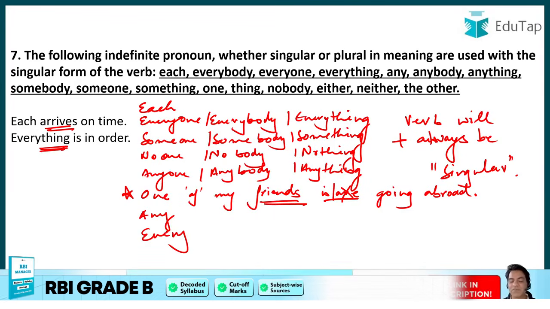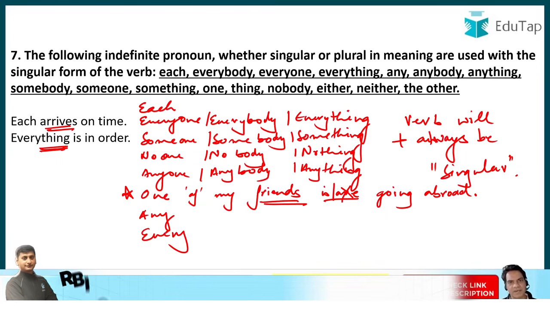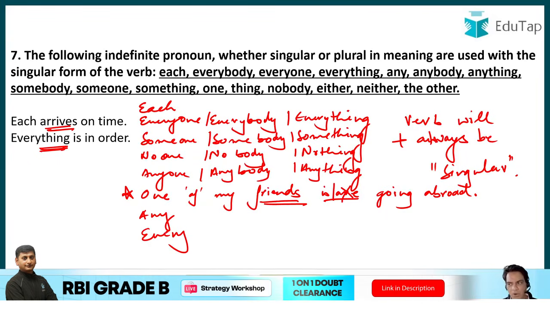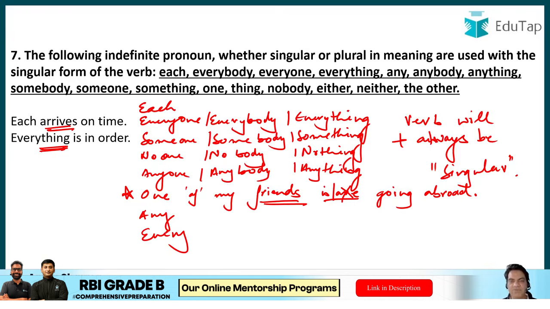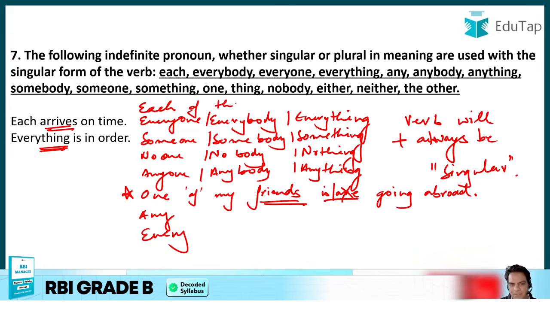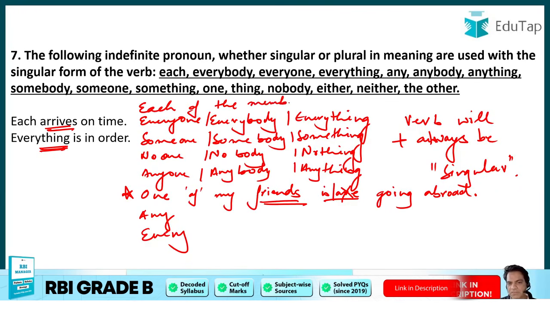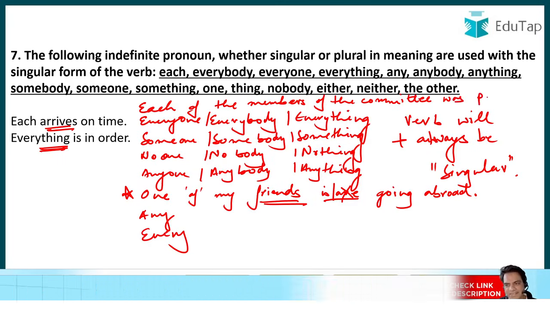See, why do we say one of my friends? Because if I say one of my friend, what does it mean? One out of one friend? It should be one out of many friends, right? I have many friends, and one of them is going abroad. So what are we trying to say? I have many friends, but one of those friends is going abroad. So we can't use one of my friend is going abroad. Each of the member or each of the members of the committee, each of the members of the committee, see, it has to be members, was present in the meeting.